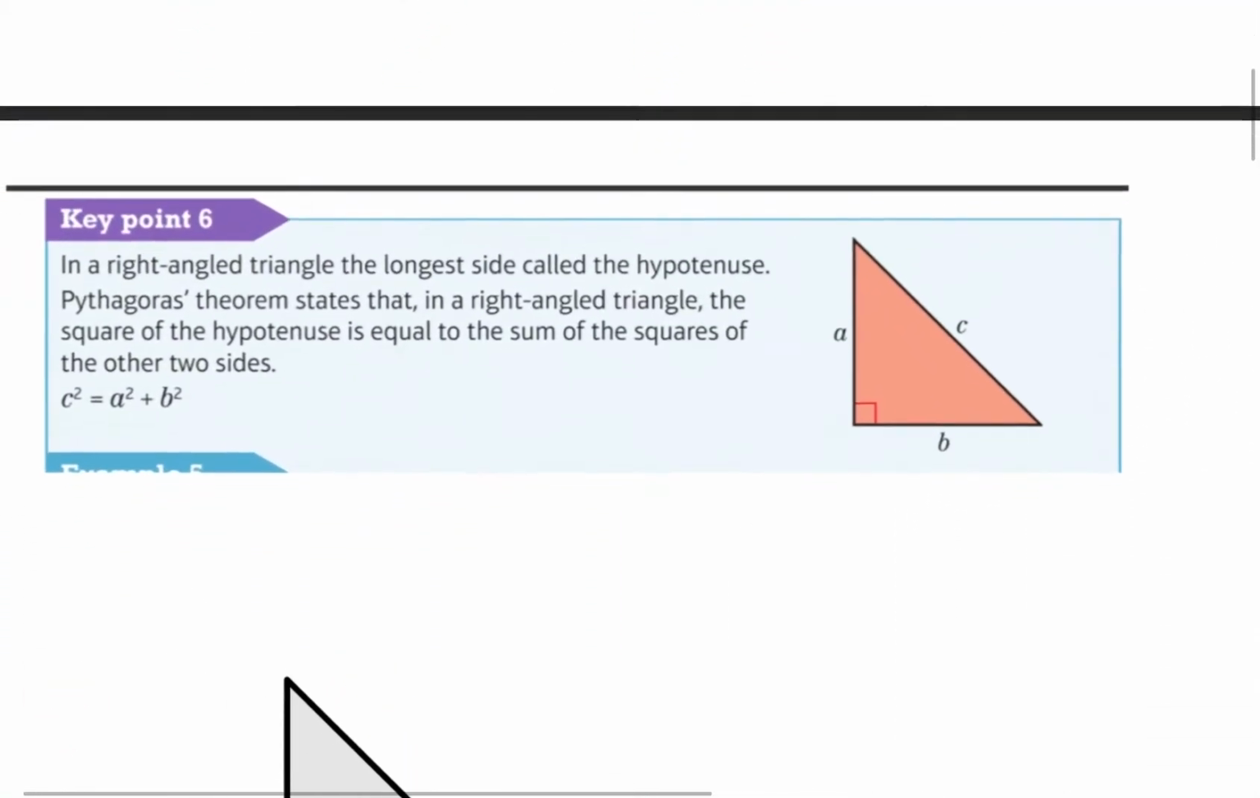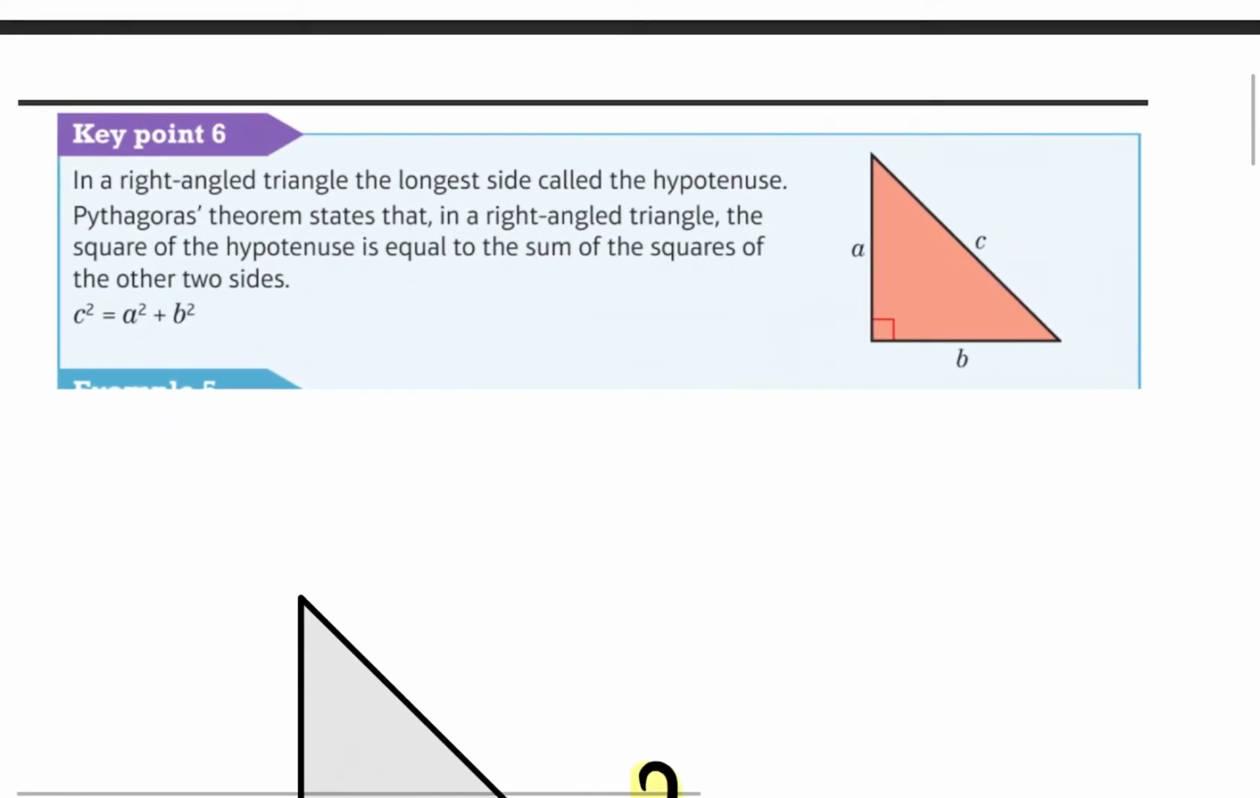So like I just said, in a right angled triangle, the longest side is called the hypotenuse. That's always the longest length, it's always opposite the right angle, always. So it states that in any right angled triangle, the square of the hypotenuse equals the sum of the squares of the other two lengths. We get this lovely formula, c squared equals a squared plus b squared.